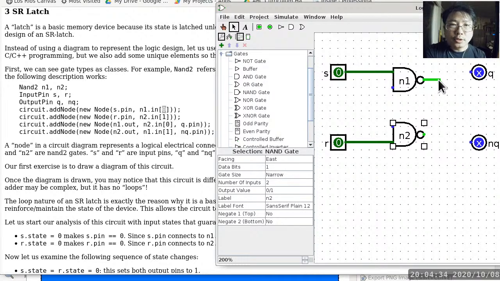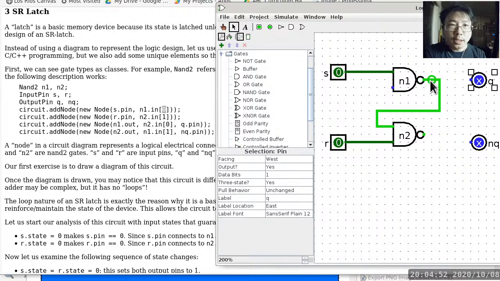So this is where things start to get a little bit interesting, because the output of one becomes the input of the other, okay? But let's finish N1 first. The output of N1 also goes to the only pin of Q, which is this connection point. So let's go ahead and connect those two.